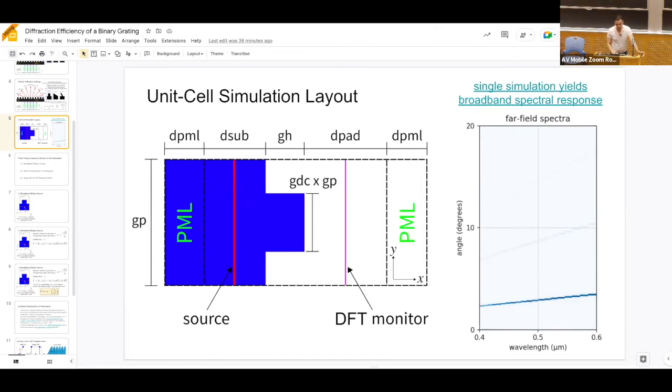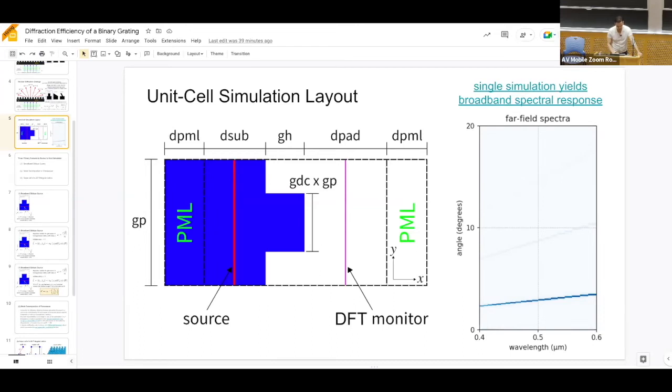We have the height of our grating. These numbers I just chose arbitrarily. So the periodicity is 6 microns. The height of the grating is ½ a micron. The duty cycle is 0.5. We compute what the dimensions of the unit cell are, both in the x direction, Sx, and Sy.